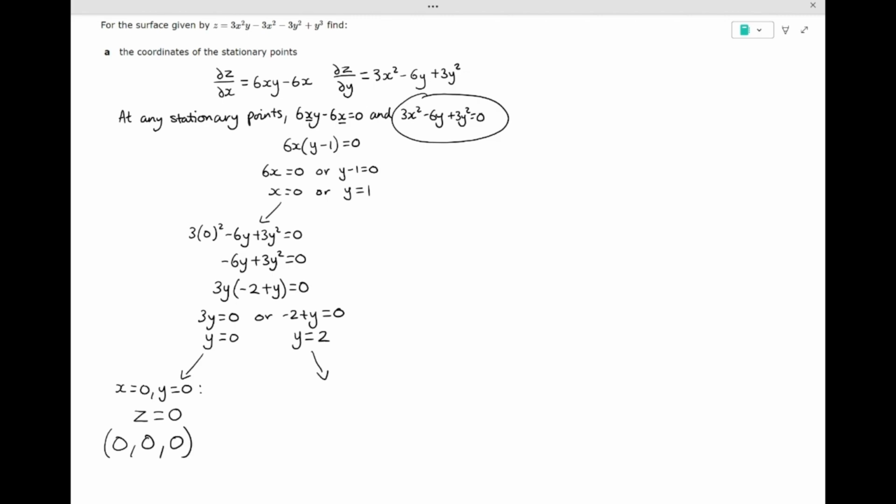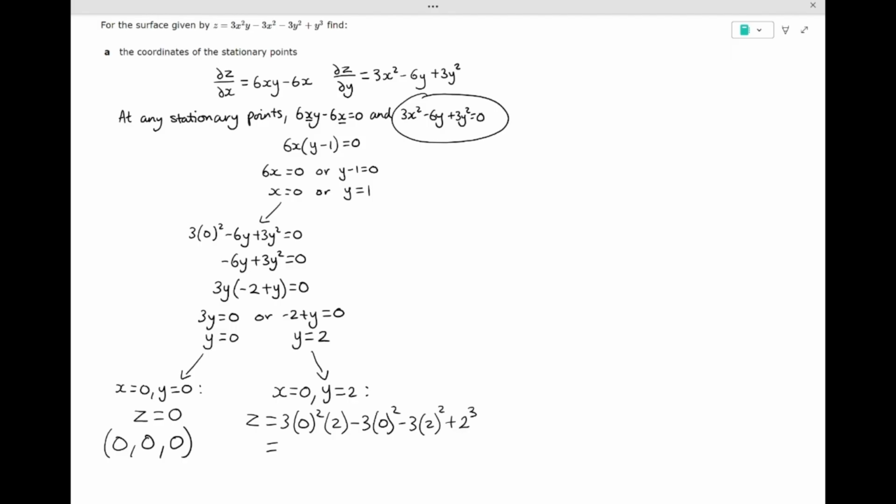Now let's work with the y equals 2 and x equals 0. So I'm going to summarize here. We got x equals 0 and we got y is equal to 2. Now let's try and find what z is. So we are going to have to write out the substitution for this one. So I get z is equal to 3 times 0 squared multiplied by 2, then take away 3 lots of x squared, so 3 lots of 0 squared, take away 3 lots of y squared, so 2 squared, and then plus y cubed, so 2 cubed.